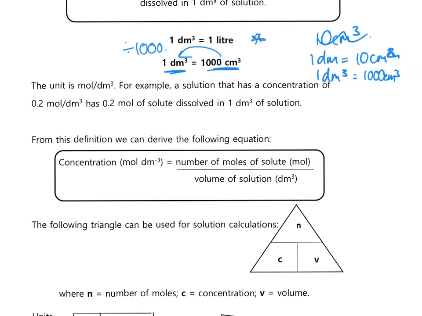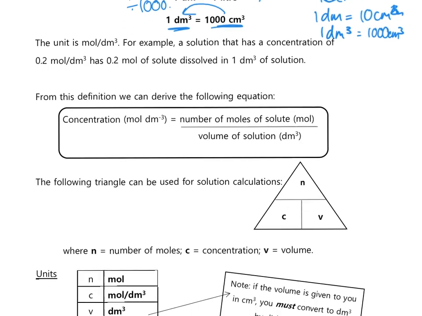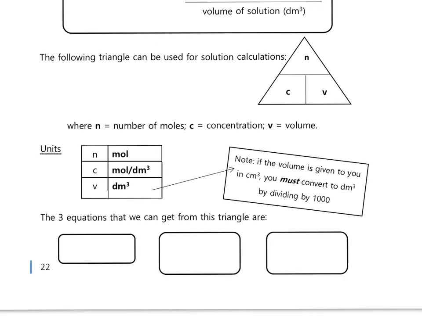Okay, so what we have here is an equation for concentration. If it's moles per litre, then it is moles divided by the volume in decimeters cubed. So we've got a triangle here, a bit like we had last year, and from that we can get 3 equations. Your units are really important. For number of moles, it's MOL. For concentration, it's moles per decimeter cubed, and for volume, it is decimeter cubed. If you're given it in centimeters cubed, you must first convert by dividing by 1,000.